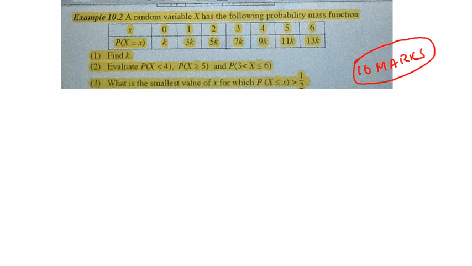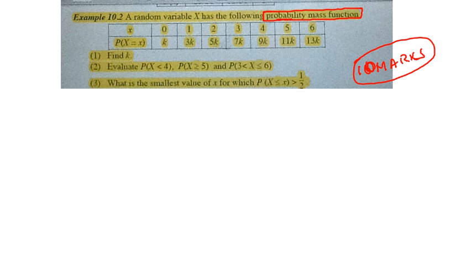So example 10.2 in chapter 10, probability, is actually a very important 10 mark question. I have seen it being repeated quite some times. You will be very surprised to know that it's an easy sum for 10 marks to grab. So let's get started. So they say that this is a probability mass function.